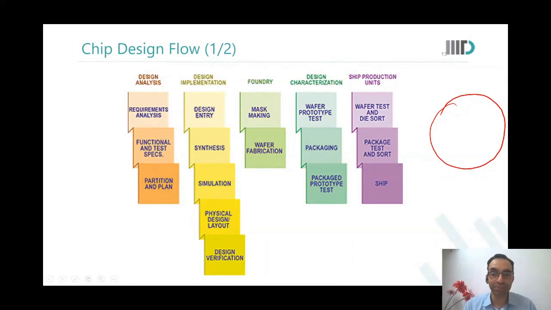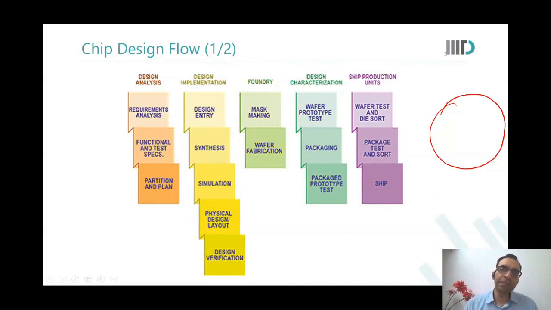Okay, what does package sort involve exactly? Same thing, it is just shipping packages instead of dies. Okay, so you're performing wafer prototype test, wafer test and die sort. Instead of that, you can just do wafer prototype test and follow that up with die sort. So that additional wafer test is just optional.